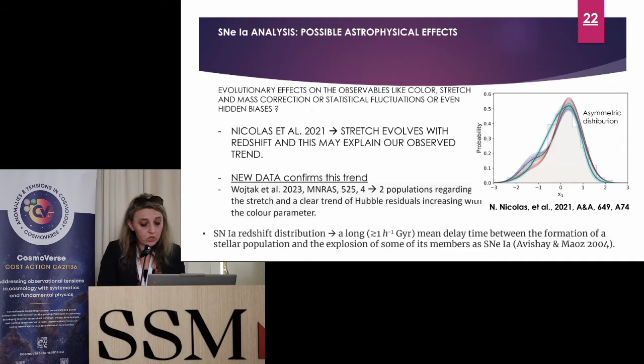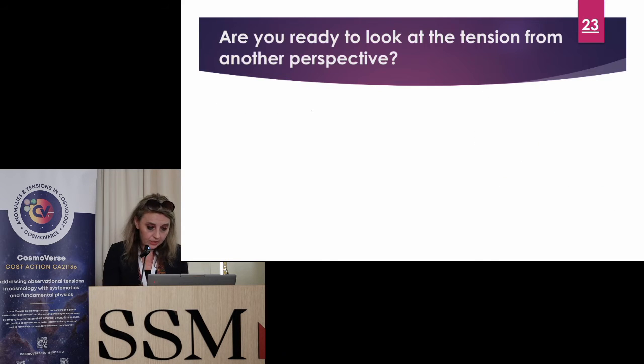And also we could introduce the problem that the supernova redshift distribution also implies a long mean delay time between the formation of the stellar population and the explosion of some of its members as supernova 1A, and this was a paper that was published long ago in 2004. Of course, I'm happy to hear more thoughts from the community about this. But this was sort of an introduction to the fact that I want to ask you whether you are ready to look at the tension from another perspective.